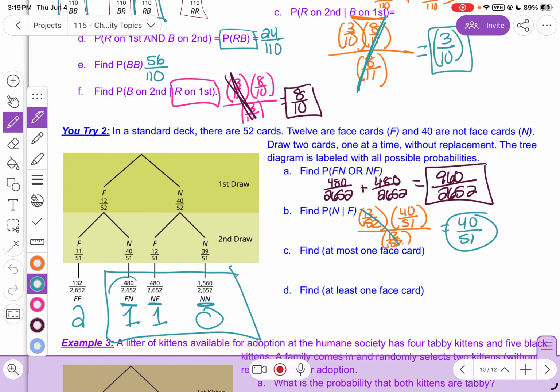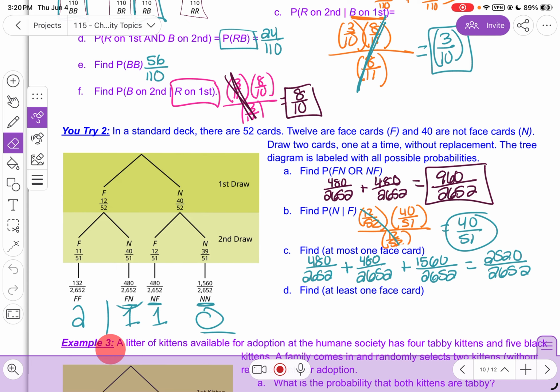So you could get FN, 480 over 2652, or NF, 480 over 2652, or NN, no face cards, 1560 over 2652. Or means add, and there's nothing that's both. So if we add those up, 480 plus 480 plus 1560, I get 2520 over 2652.